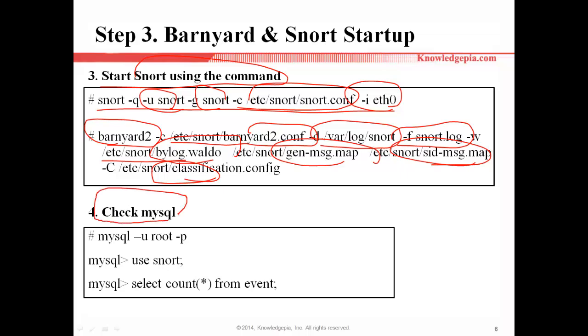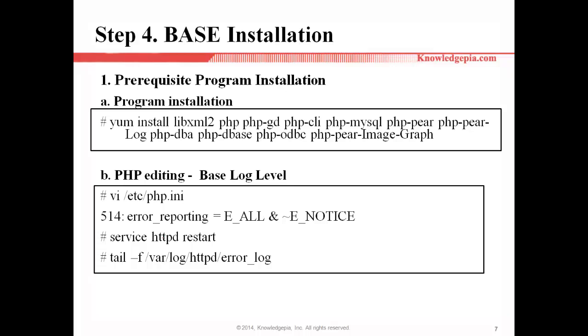After that, please check your MySQL. If you successfully start this command and Barnyard sends the log file from Snort to MySQL, then here you can find the count number.